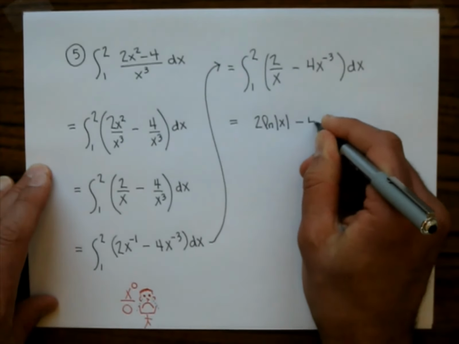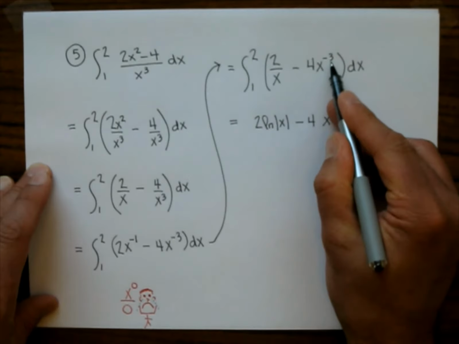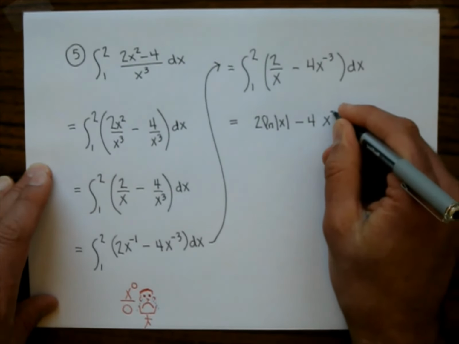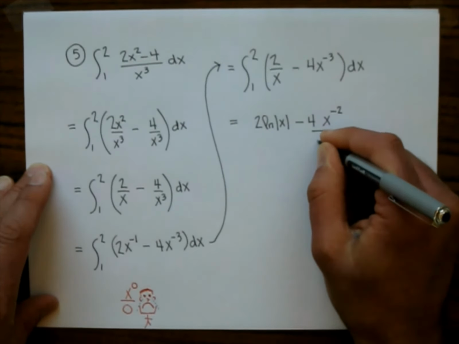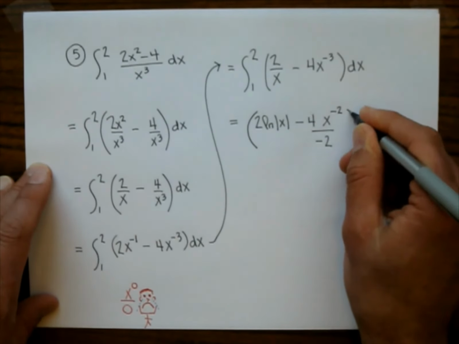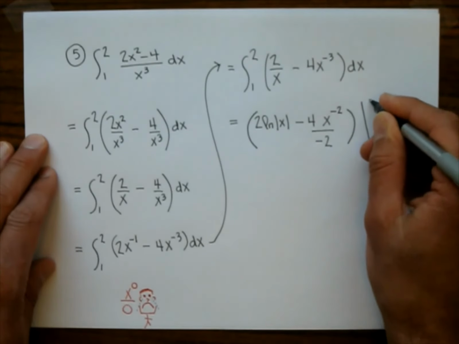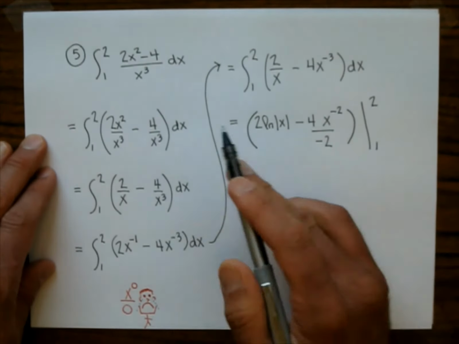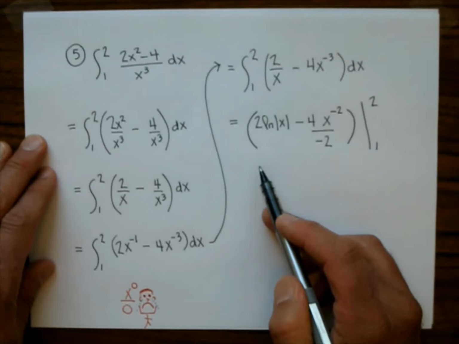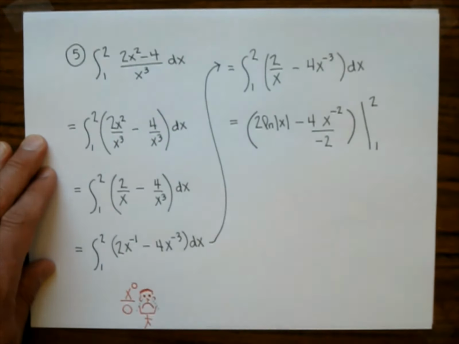Like this one here. So watch this. This is minus 4x. We add 1 to -3, so this is going to give me a -2, and then you put the -2 on the bottom. There's 2 terms there, so I'm going to put parentheses. This is going to get evaluated from 1 to 2. This right here is the notation. We are doing the fundamental theorem of calculus every time you evaluate a definite integral.